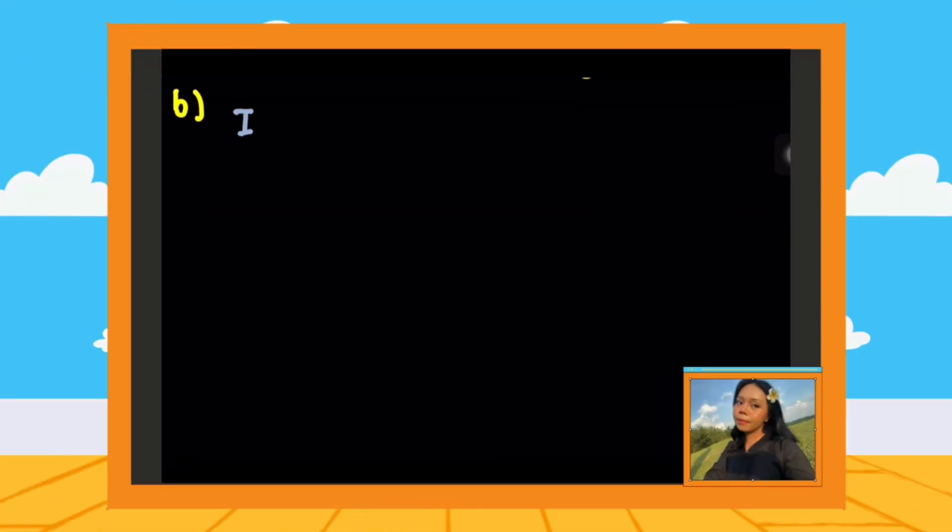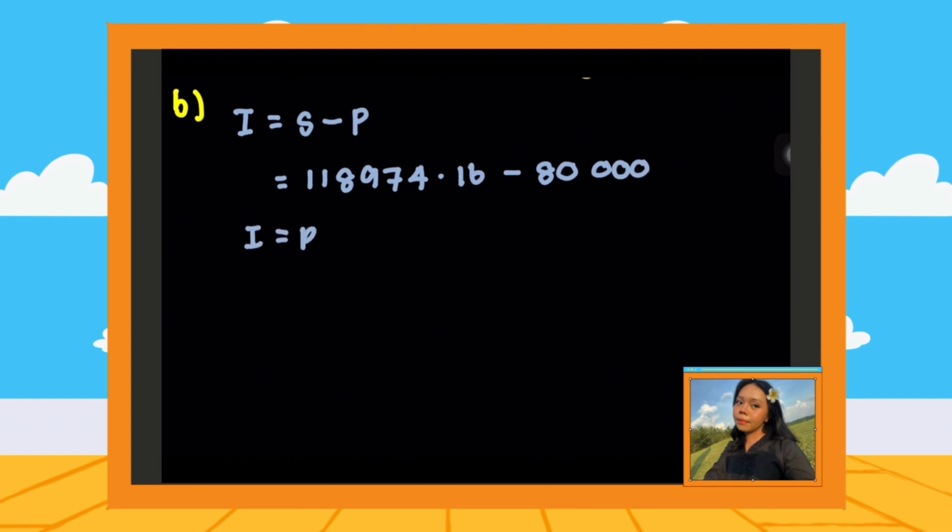For question B, we are going to use this formula, which is I equals S minus P. For this S, we're going to use the future value of the previous scheme that we chose, which is scheme B, and the S is 118,974.16, minus P, which is 80,000. And you will get 38,974.16 ringgit.